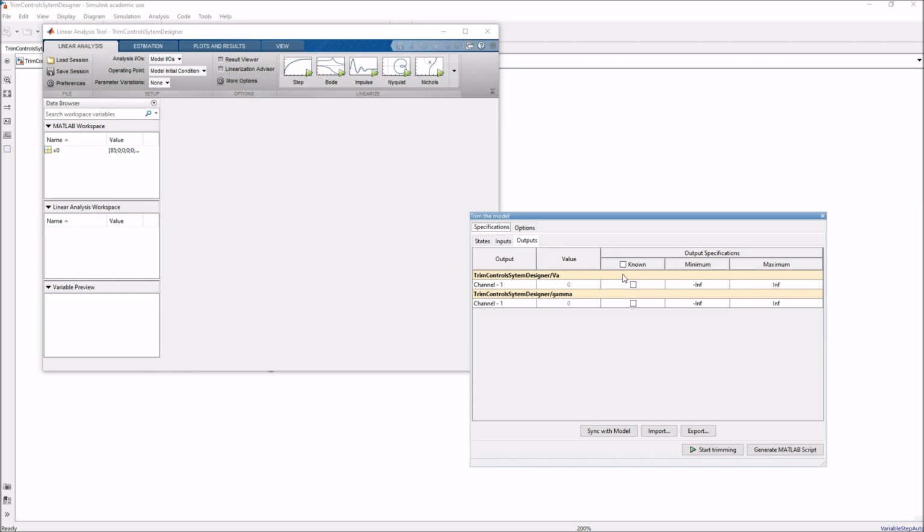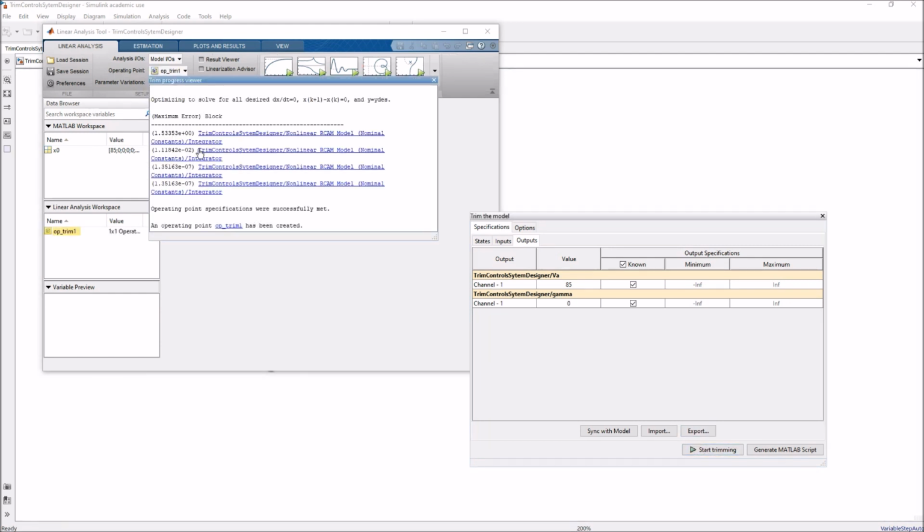So the outputs, though, I do want to constrain. Namely, the first one, the output is VA. I need that to be constrained to 85, and I need the flight path angle to be constrained to 0. So with that being said, I think we've set up all the necessary constraints, and we can now use the linear analysis tool to perform a very similar trimming routine. So if I start trimming, hey, look at that. It says the operating point specifications were successfully met, and they're stored here in OP trim 1.